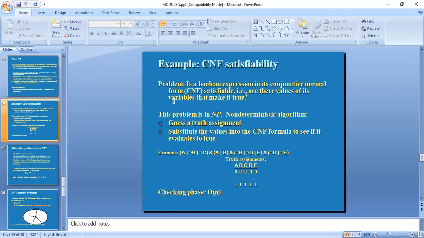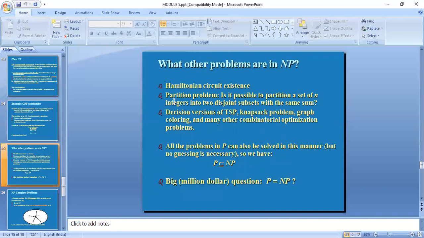For all these conjunctive forms, you get a non-deterministic algorithm where we guess a truth assignment and substitute the values into the CNF formula to see if it evaluates to true. For all these, we have a checking phase, which by default is given as order of n. Whatever problem you have to check depends on what problems are there.